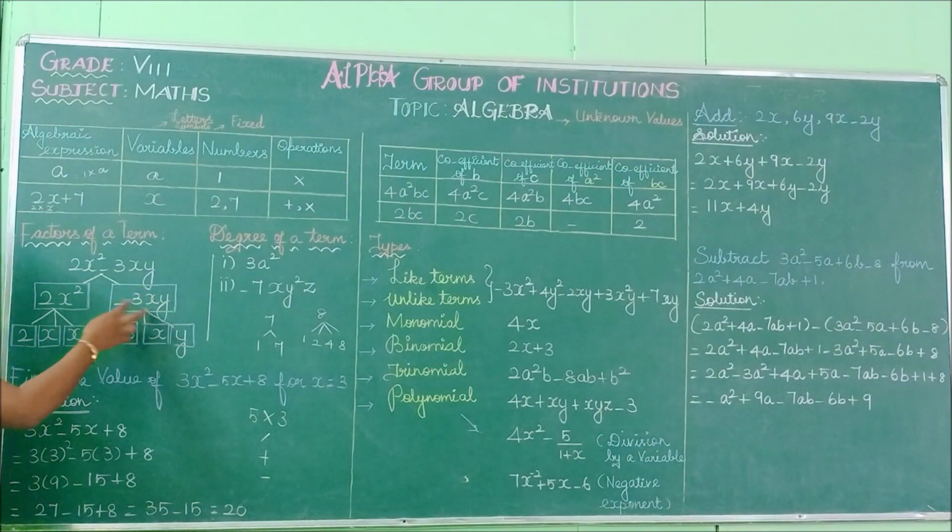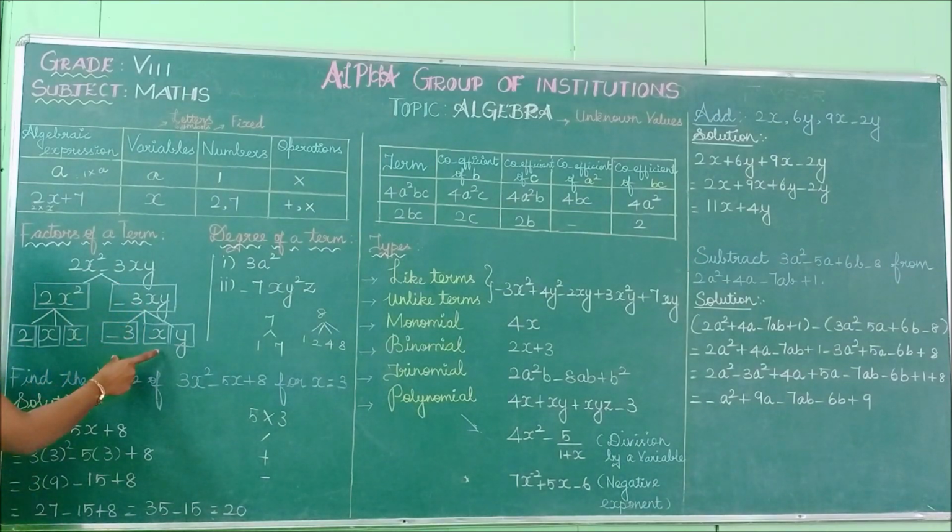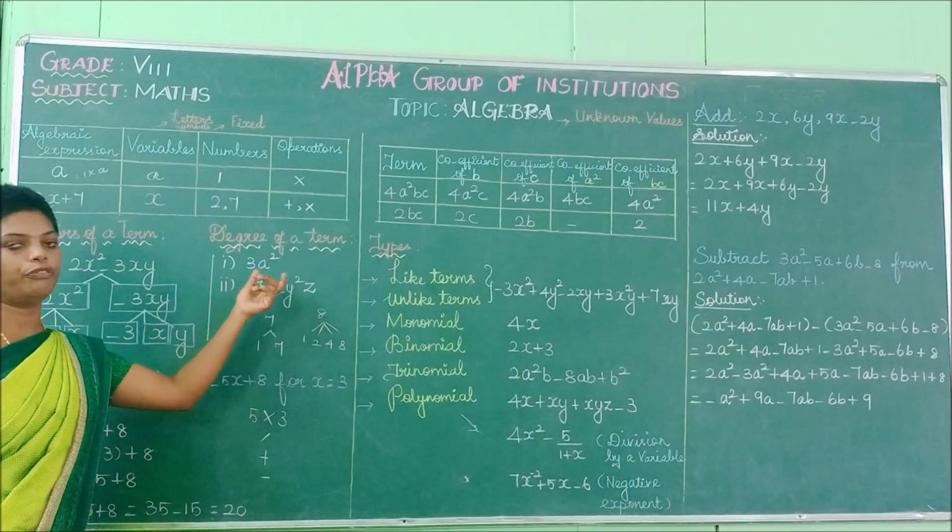Likewise, we have to find the value for this. Take this value, minus 3xy. Minus 3xy is written this way: minus 3, x, comma, y. So these three values are the factors of minus 3xy. Listen, after finishing this, we move to the next topic, degree of a term.